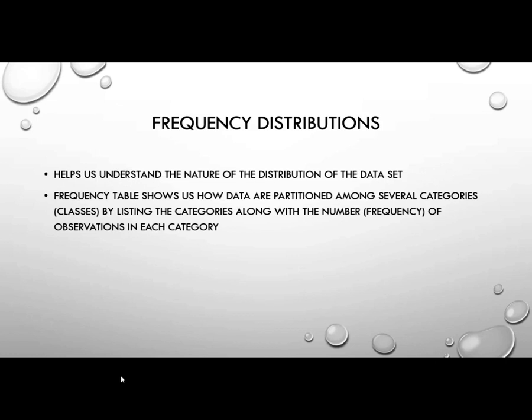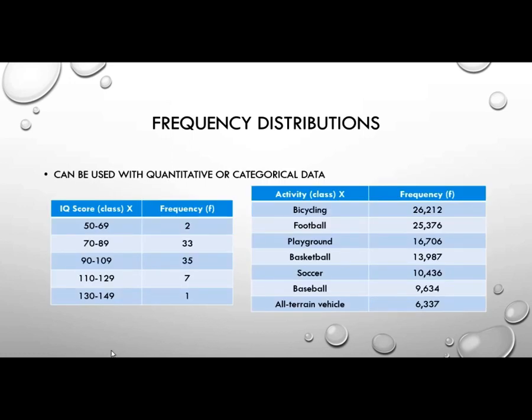Frequency distributions help us understand the nature and the distribution of the data in our data set. A frequency table shows us how data are partitioned among several categories that are called classes by listing the categories along with the number, the frequency of observations in each category. This is easier to see than to read about. So, for example, on the left-hand side we have the class, and on the right-hand side we have the frequency. I also have the letter X because it could be any variable that we're talking about. Here we're talking about IQ score.